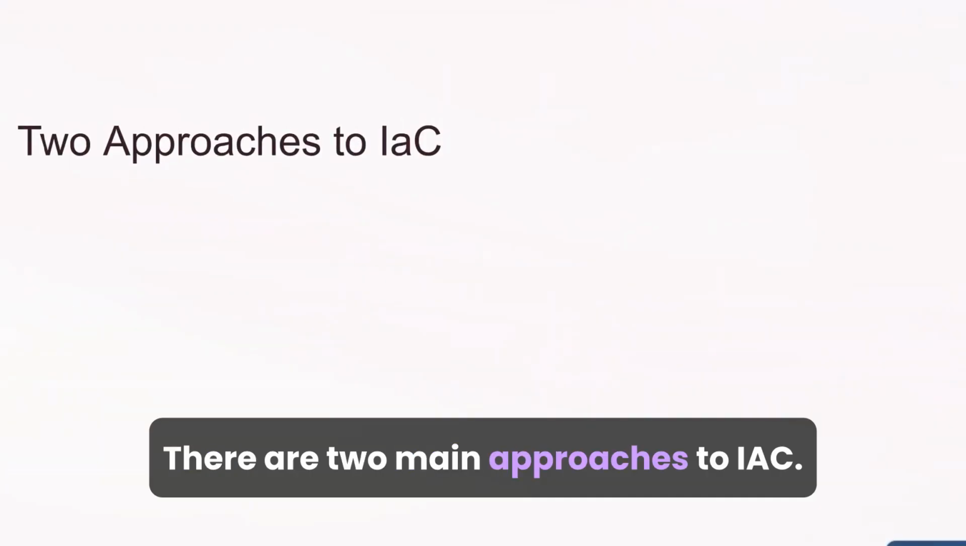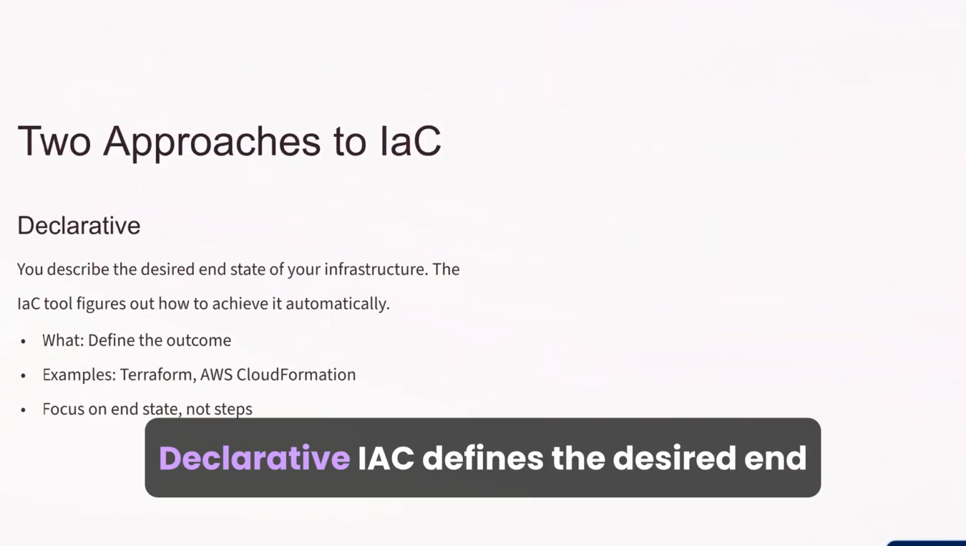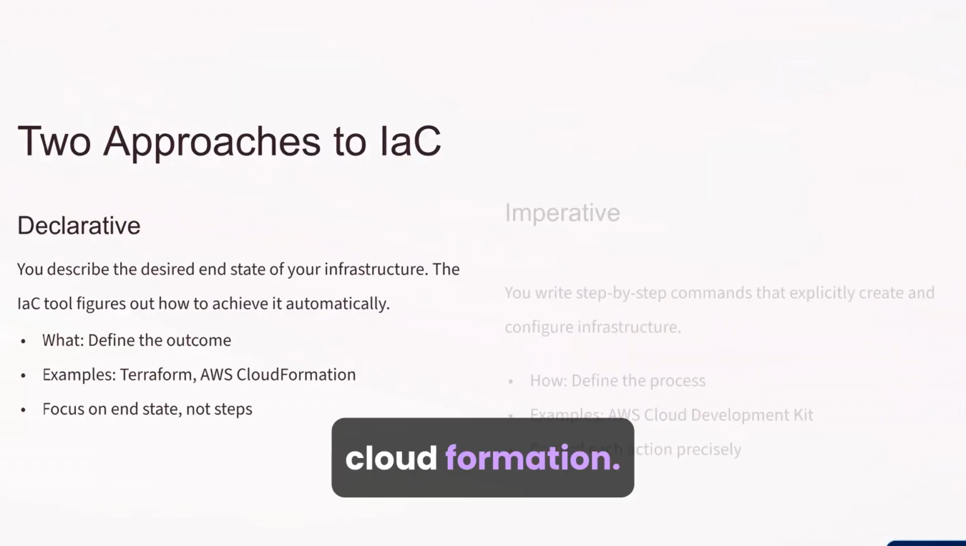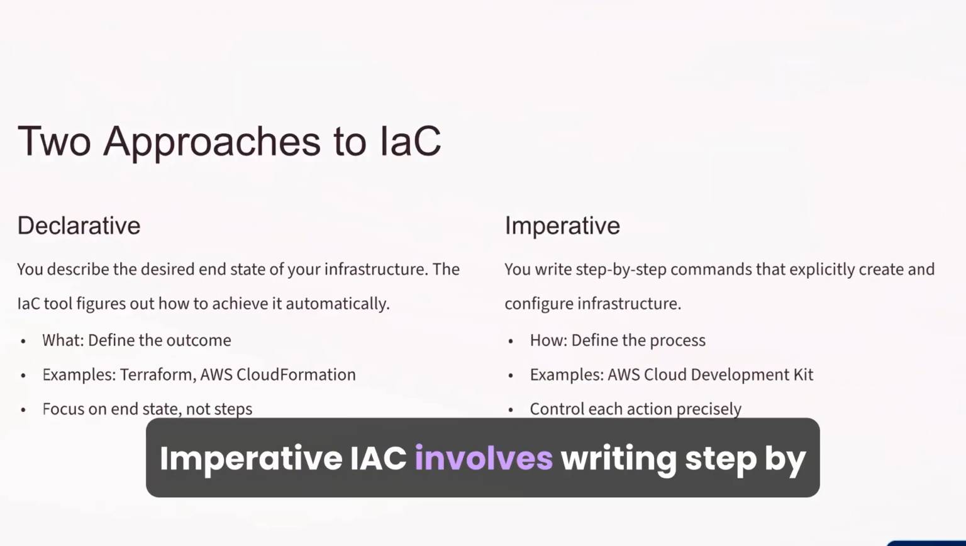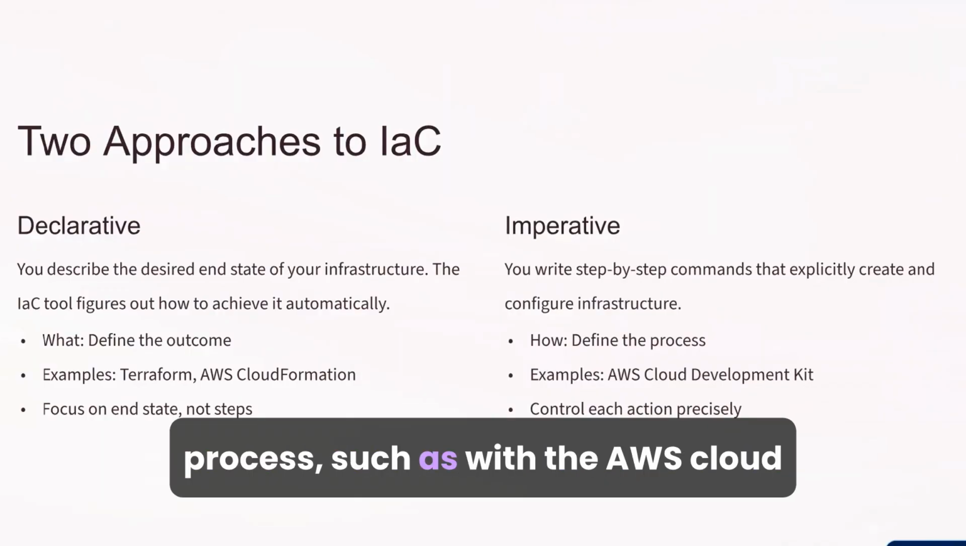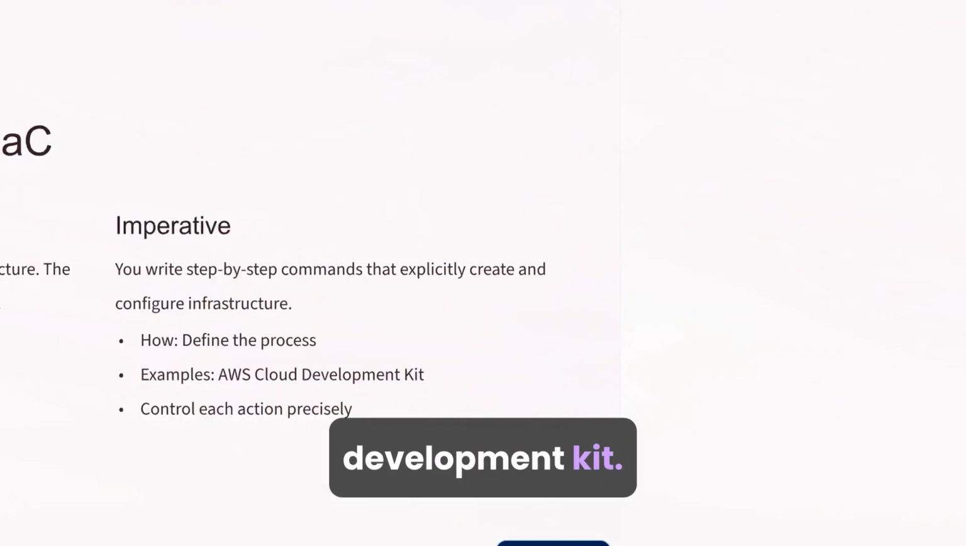There are two main approaches to IaC. Declarative IaC defines the desired end state, and the tool figures out the how. Examples include Terraform and AWS CloudFormation. Imperative IaC involves writing step-by-step commands, defining the exact process, such as with the AWS Cloud Development Kit.